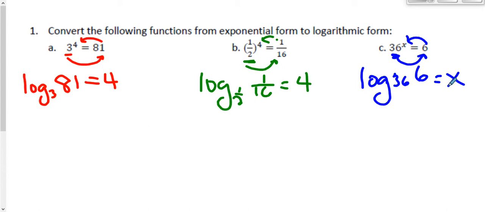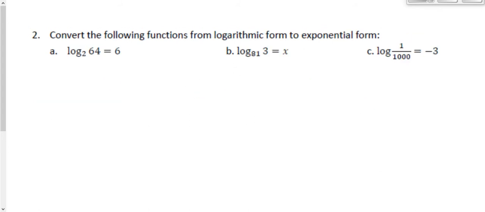Let's go ahead and take a look at converting from logarithmic to exponential. So now we're going to look at some log rolls. In question 2, we're starting with logarithms, and we're going to convert them back to exponential form. In example A, we have log base 2 of 64 equals 6. I'm going to have to put this in exponential form. So I'm going to need a base of my exponential function, and it's going to be the same base of my log, 2. I'm going to raise that 2 to the 6th power, and it's going to equal 64. So we can see that rolling motion there with my numbers. 2 to the 6th equals 64.